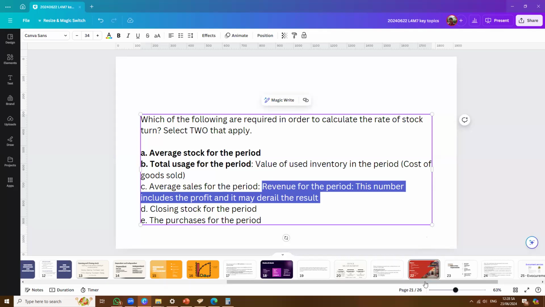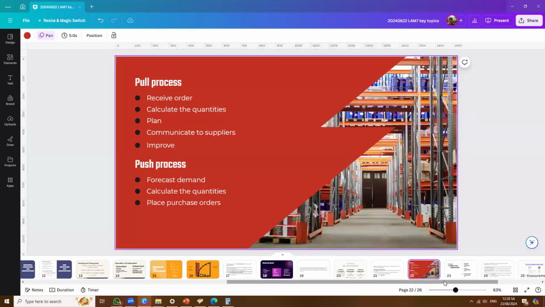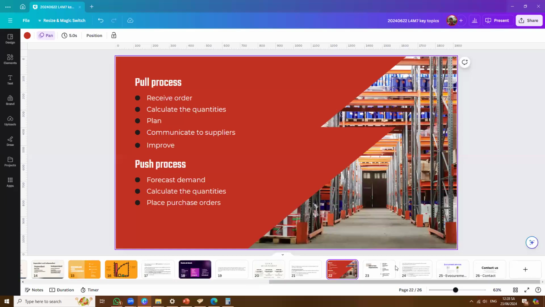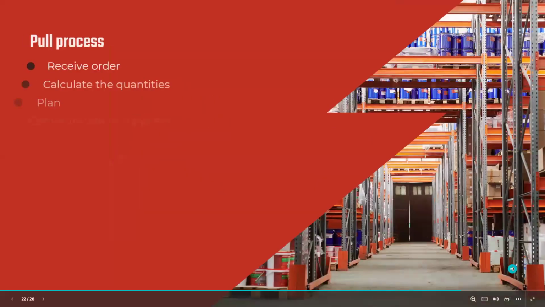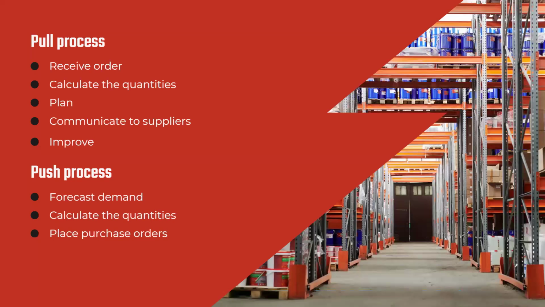Okay, let's move on to the final topic today. I'd like to introduce some basic techniques for inventory management. We have two basic strategies for inventory management: pull or push. With pull, it is simply about taking the order first, and then we calculate the quantity of the purchase, and then buy it.